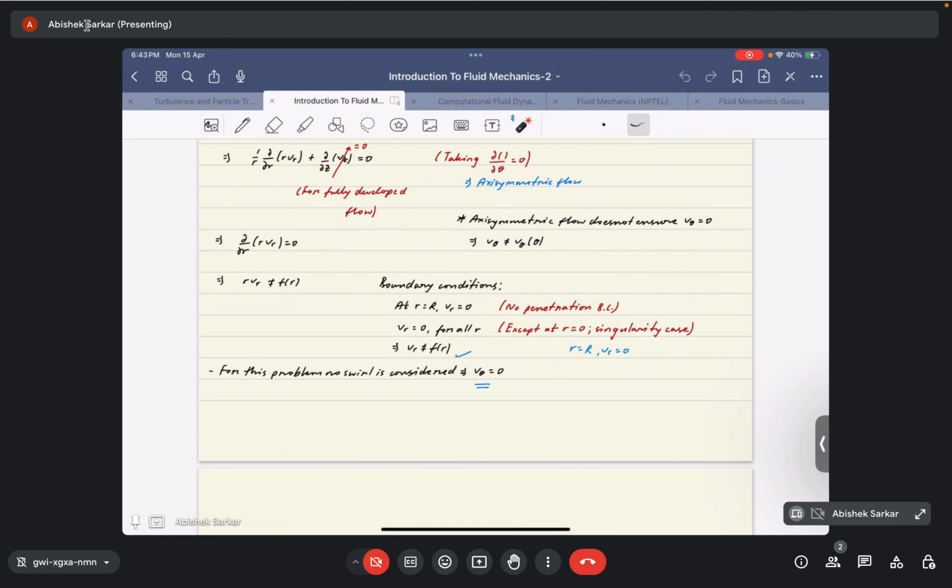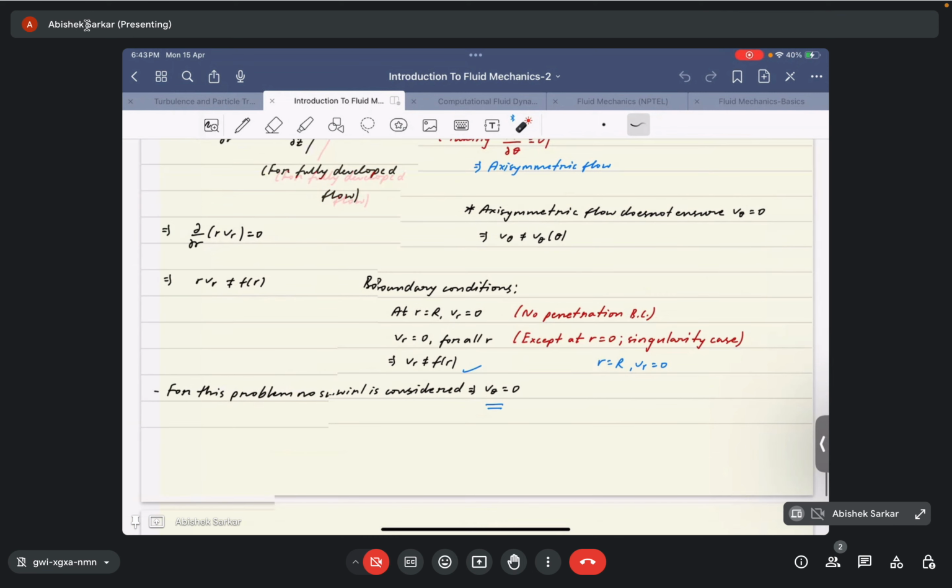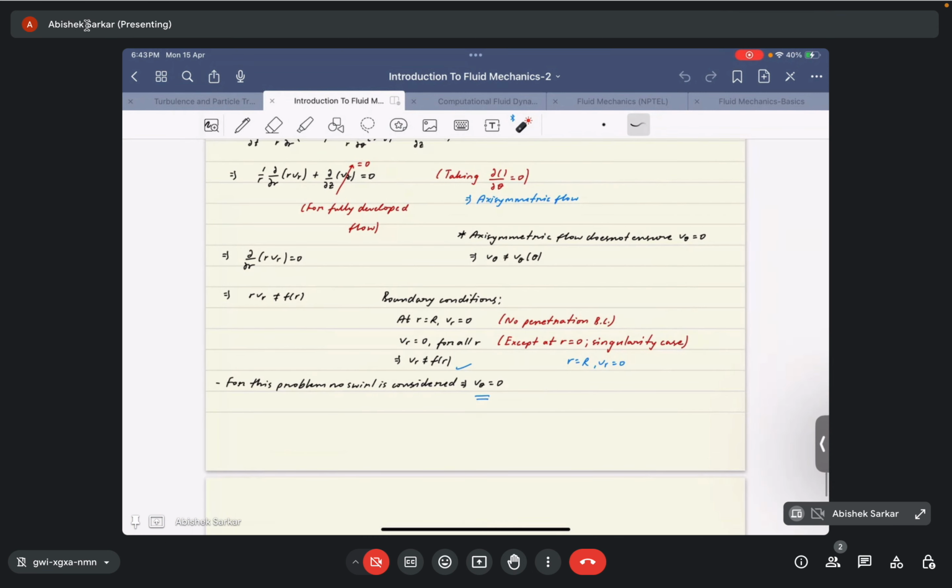Since v_r is 0 at r equal to R, basically at this edge and this edge, it means that v_r is equal to 0 for all r except at r equal to 0, which is a singularity case. And that's why we can say that v_r is not a function of r.